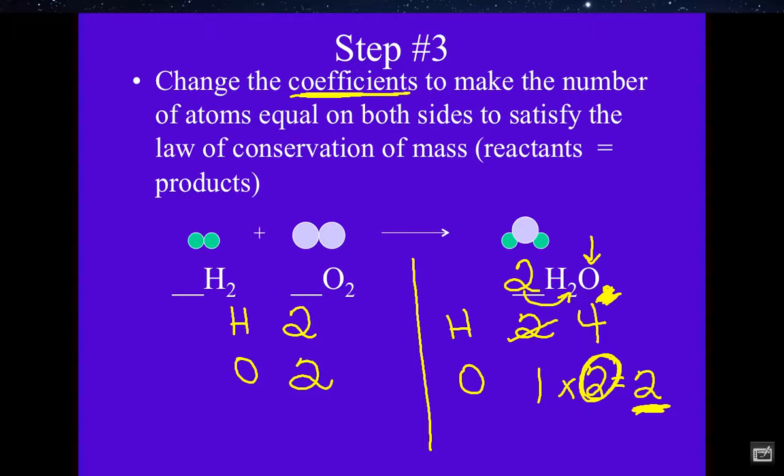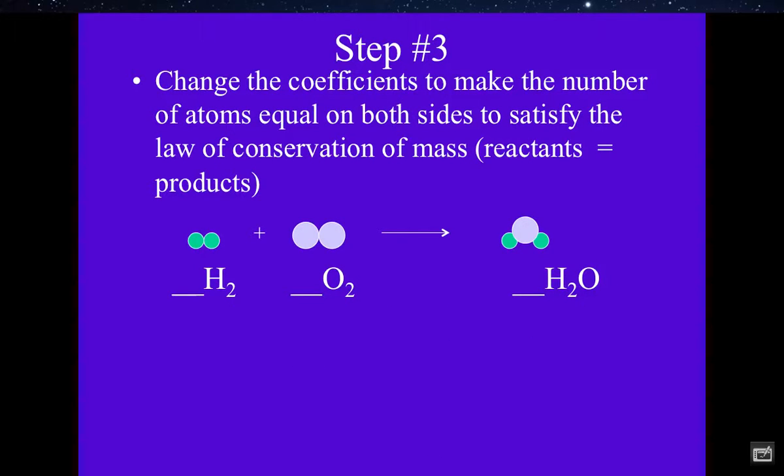So looking at my inventory, my oxygens are now balanced, but my hydrogens are not. So in order to get 2 and 4 to be the same, I have to multiply over here by 2 to get 4. So this becomes a 2 over here. And then I look and double check. I have 4 and 4, which is balanced, and 2 and 2, which are balanced.